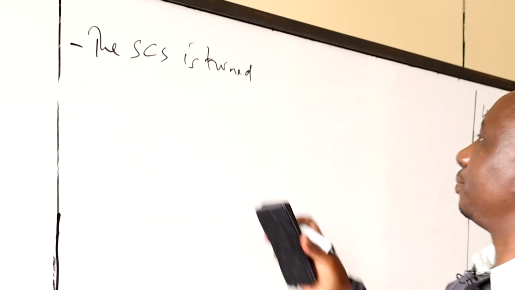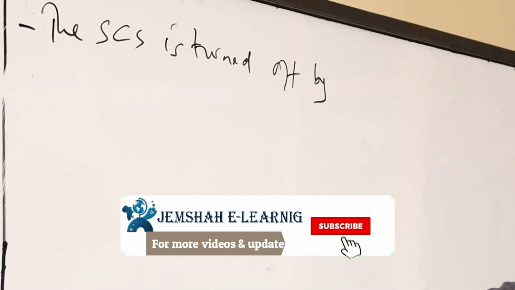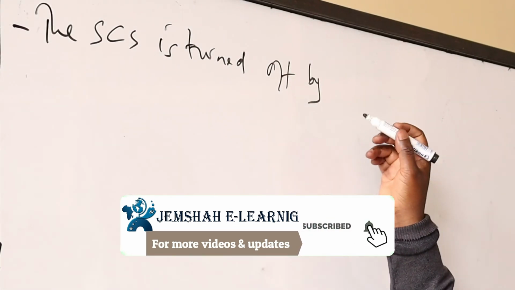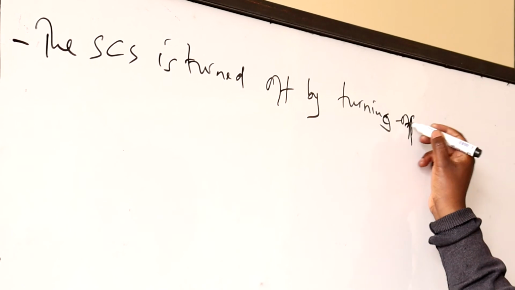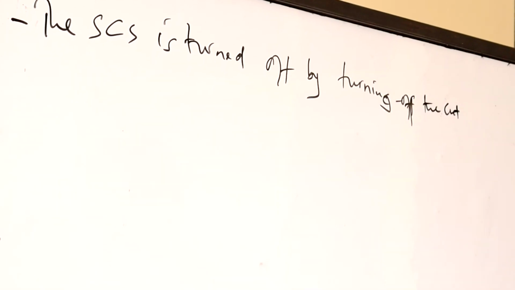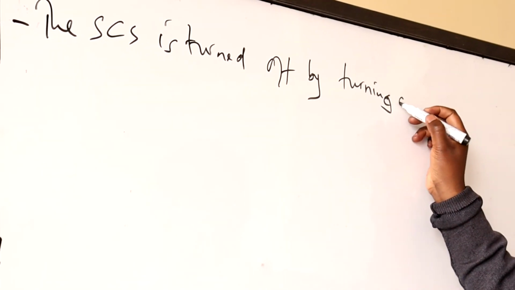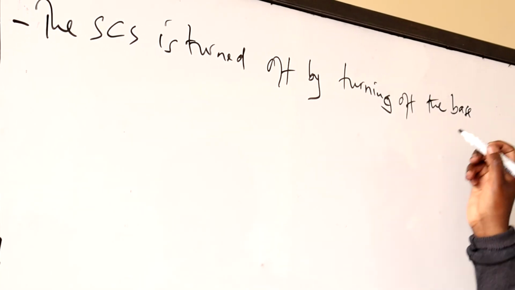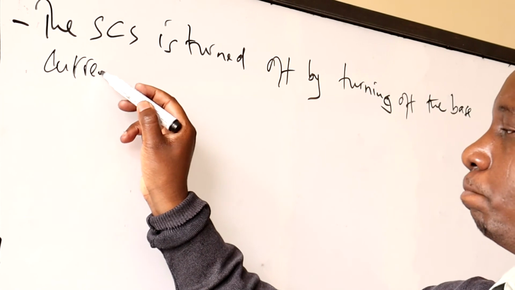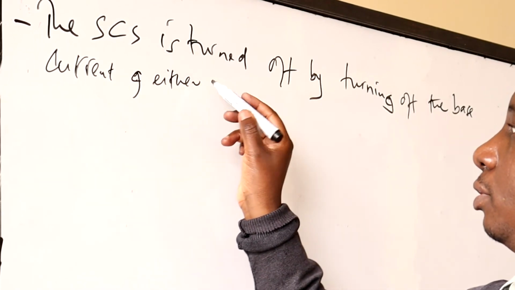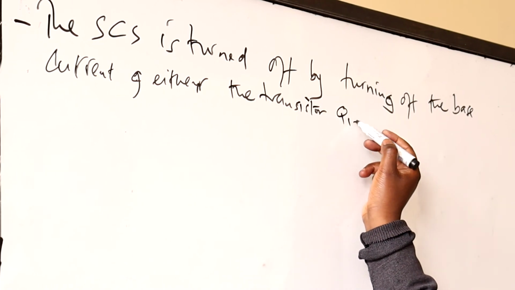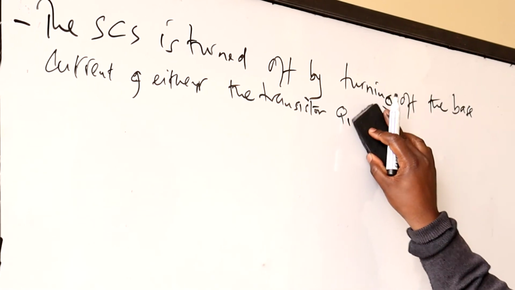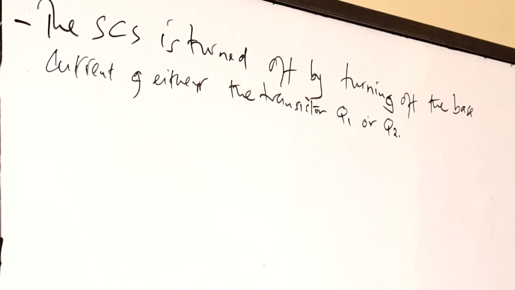Standoff. Standoff is achieved by turning off the gate current, by turning off the base current of either of the transistors, Q1 or Q2.